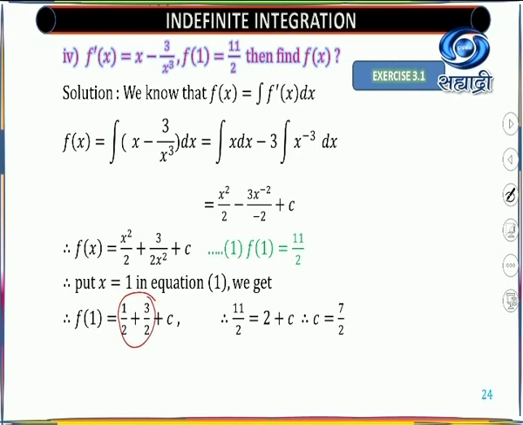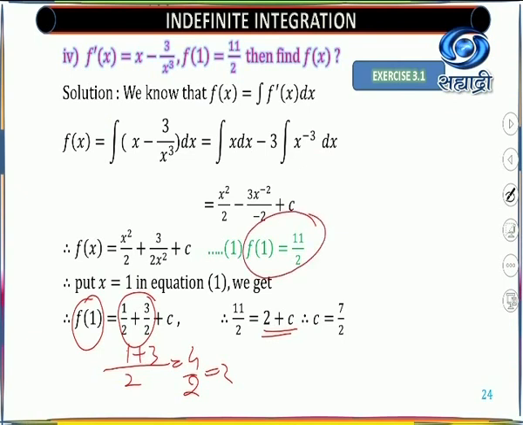But this gives you half plus 3 by 2, where 2 is the LCM. So you will get 1 plus 3, 1 plus 3 is 4, 4 upon 2 which is equal to 2. So here you got this value 2 plus c. But already you know what is f of 1.